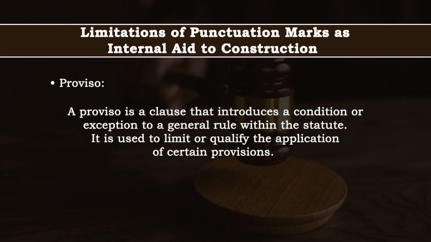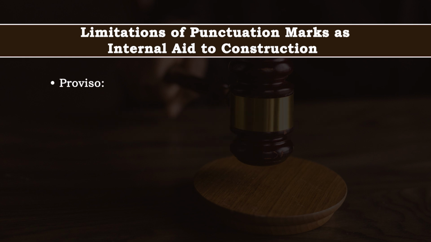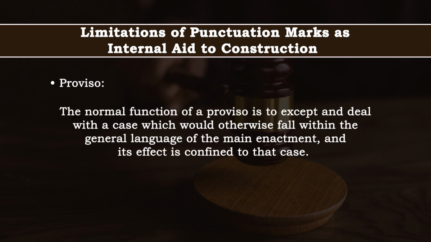Another aid, that is proviso. A proviso is a clause that introduces a condition or exception to a general rule within the statute. It is used to limit or qualify the application of certain provisions. The normal function of a proviso is to accept and deal with a case which would otherwise fall within the general language of the main enactment, and its effect is confined to that case only.